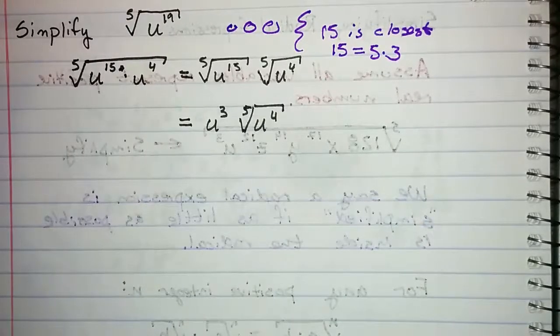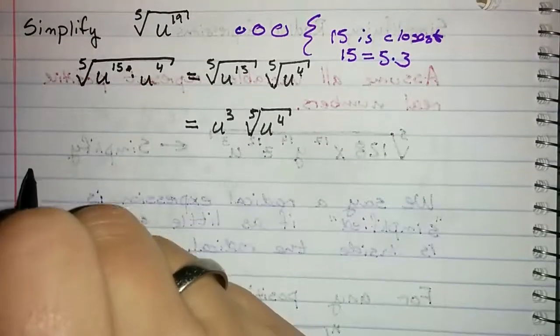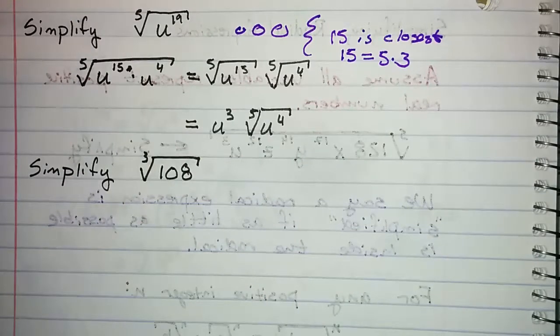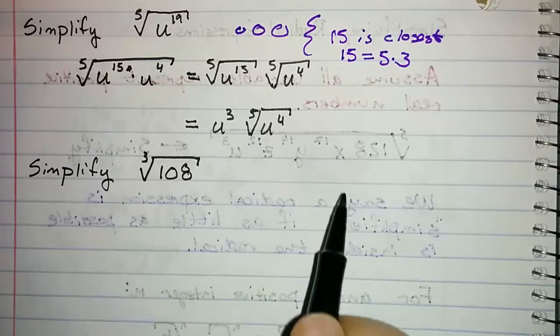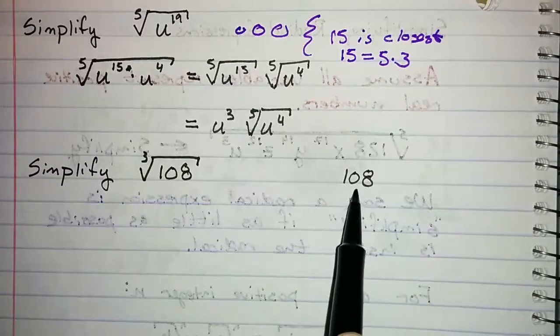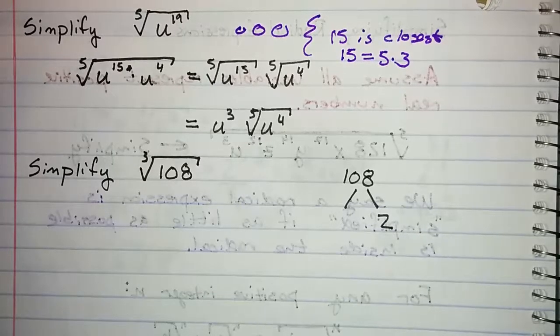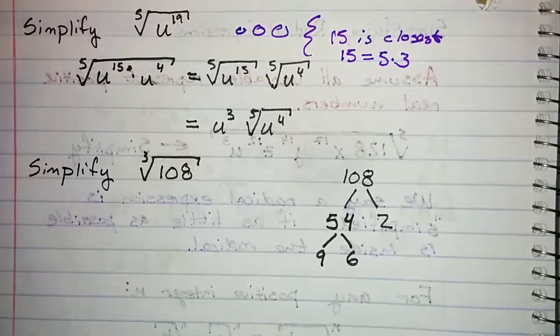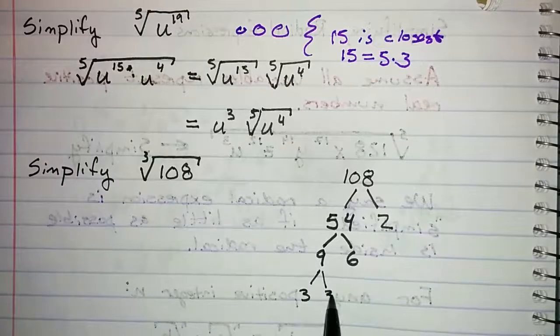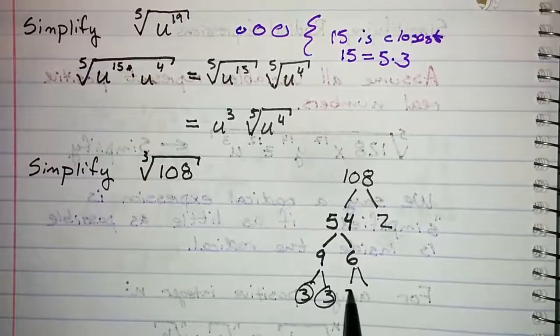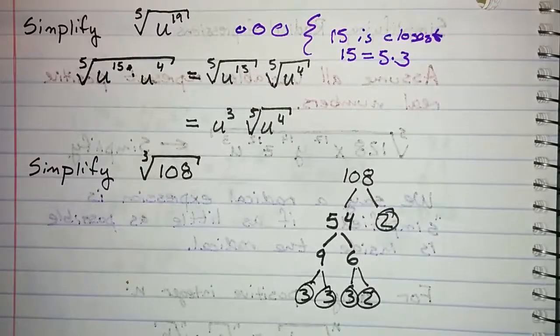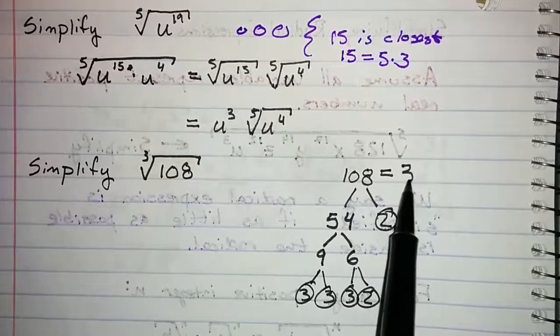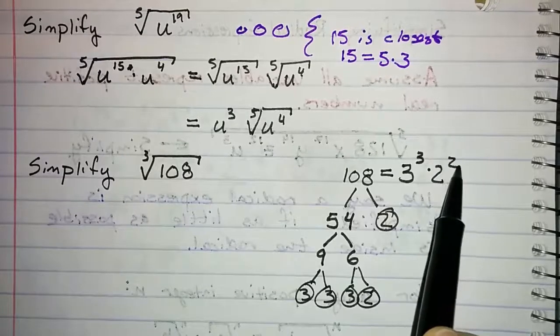And there I am. All right, let's see how this works with numbers. Let's suppose we want to simplify the cube root of the number 108. Now, we could rummage around and see if we can find any perfect cube factors, but it's simpler to just factor this into primes. 108 is an even number, so I'm going to divide out a 2 first. 108 divided by 2 is 54. 54 I know is 9 times 6. 9 is 3 times 3. 6 is 3 times 2. And 2 is prime. So 108 is 3 cubed times 2 squared.